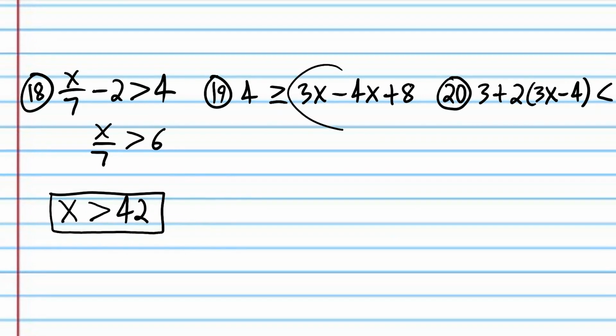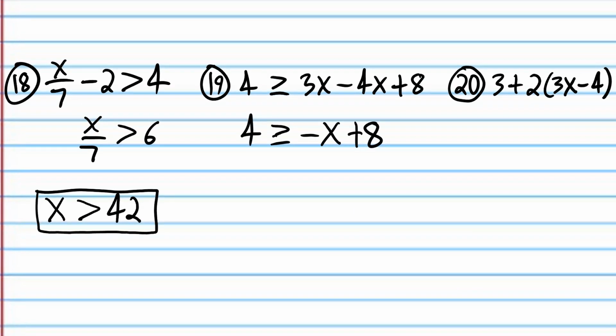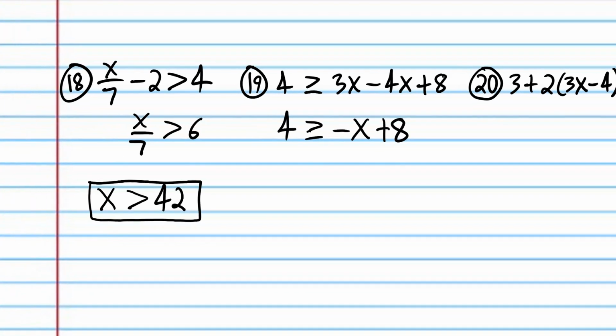We're going to combine these x's first. 3x minus 4x is negative 1x. Remember, we don't write the 1 though. You can write it if you want to, but it's traditional not to write it. And we're going to subtract 8 from both sides.